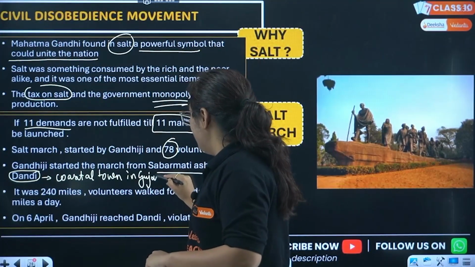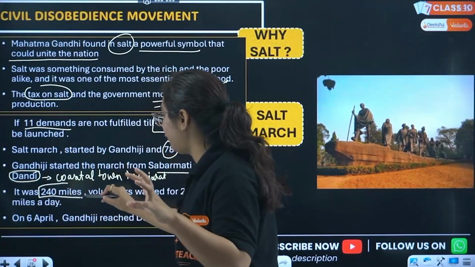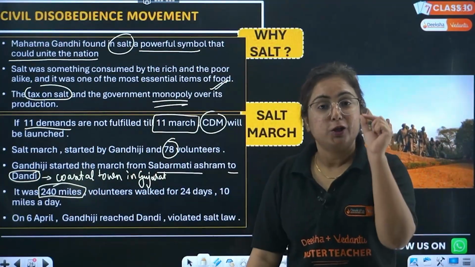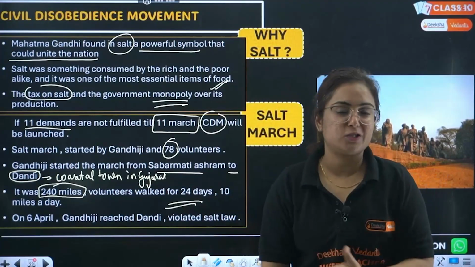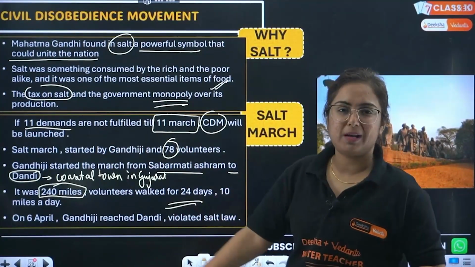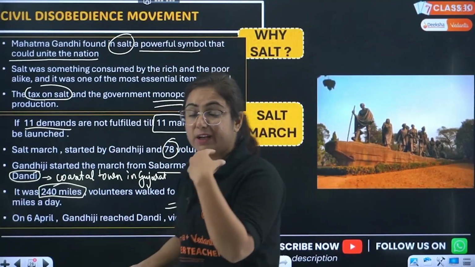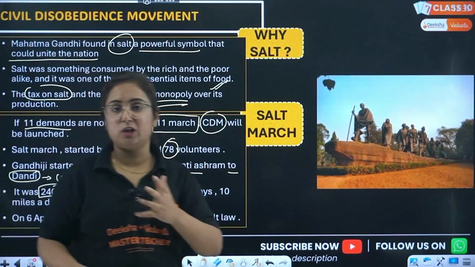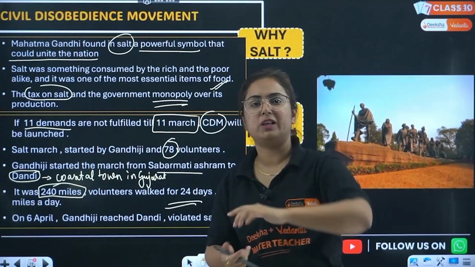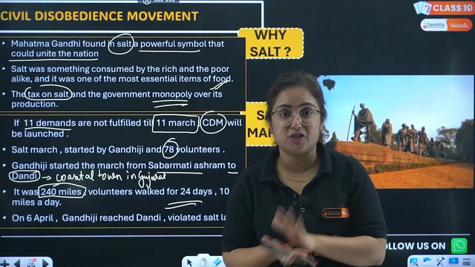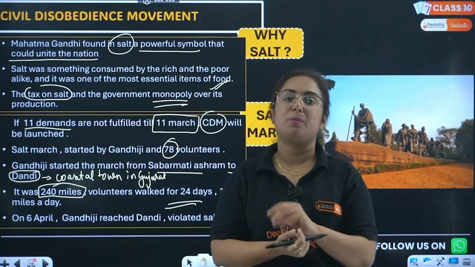So everyone moved towards Dandi. The way towards Dandi was 240 miles. How much is it? 240 miles. It took them 24 days to complete these 240 miles, covering just 10 miles a day, collecting people, giving speeches, and creating an impact on the people regarding the freedom struggle. And during this time, one important thing that we saw was the participation of women, which was actually not so much in the non-cooperation movement.